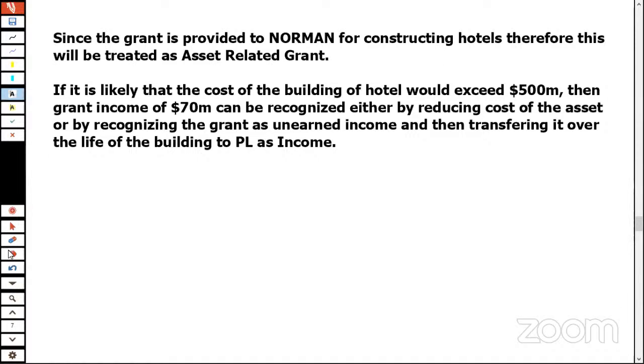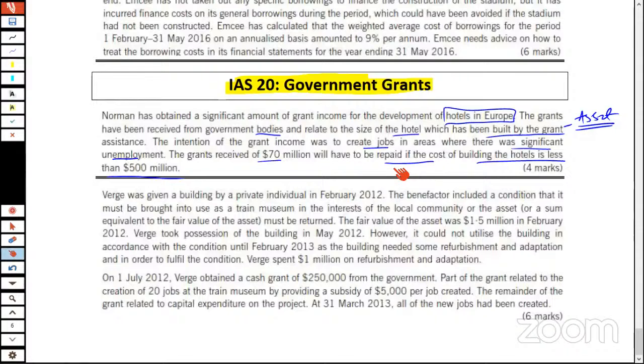Now kindly read through it. What is the purpose of this grant? It's for the development of the hotels in Europe. Although you intend to create jobs, this is not an income related grant. It is not to compensate you for the cost of running the hotel. It's there to incentivize you to build up a hotel there.